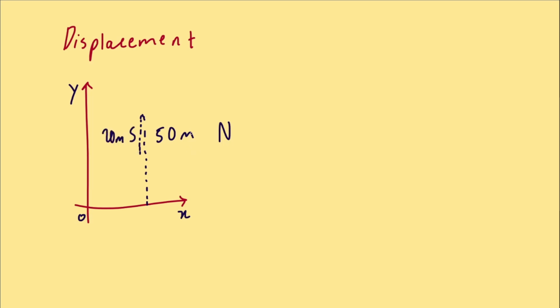The total distance you've traveled is 70 meters. 50 meters plus 20 meters, 70 meters. However, your displacement is 30 meters. Because the definition of displacement is how far you are from your starting position. You're 30 meters north from your starting point.